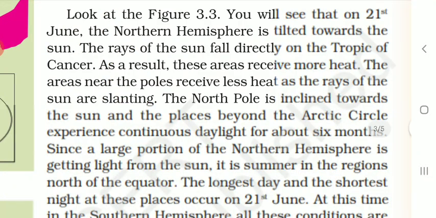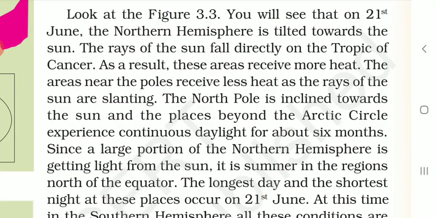Now you can see, with the help of figure 3.3, we have already understood what the speciality of that is. On 21st June, the northern hemisphere is tilted towards the sun, and therefore the rays of the sun fall directly on the Tropic of Cancer. As the Tropic of Cancer receives the direct sun rays, it receives more heat, and the areas near the poles receive less heat, as the rays of the sun are slanting toward the northern as well as southern hemisphere.